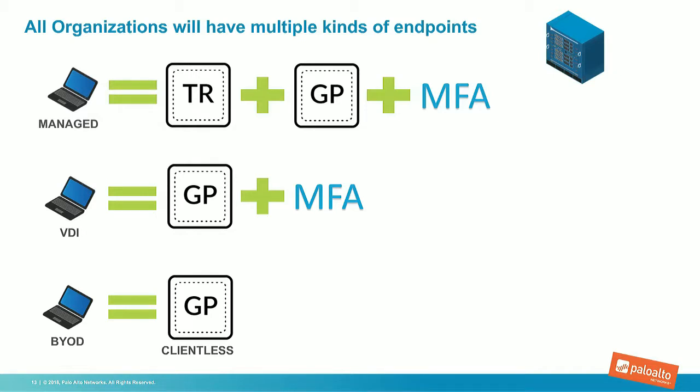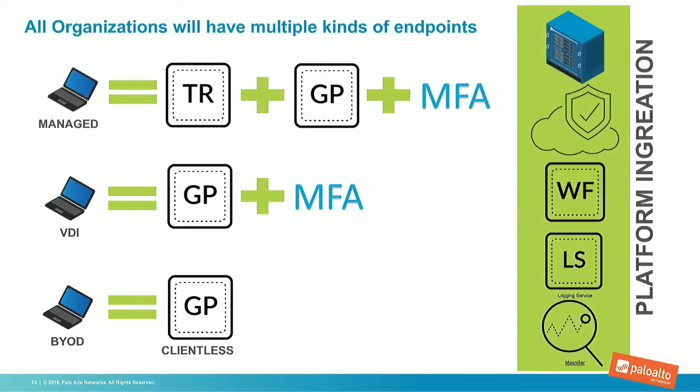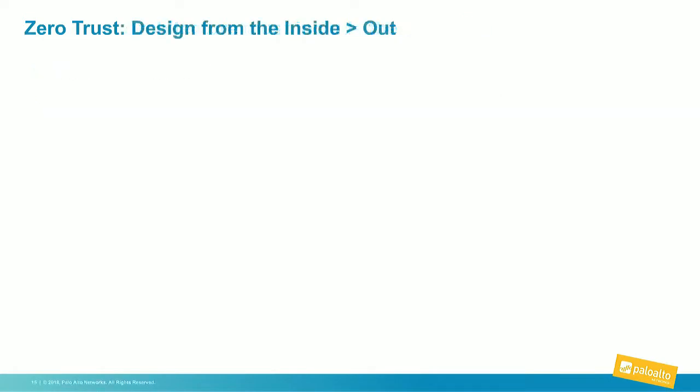And then all these things connect through your network. They leverage the GlobalProtect Cloud and all the cloud-based services. We support and protect against advanced malware through WildFire, which is our sandbox solution. We send all those logs to the cloud through our logging service, and then we use our Magnifier tool to do analytics around it, and this is how we integrate these endpoints into the platform in a holistic way. So the platform must follow the data and protect it everywhere it moves, everywhere it's used.